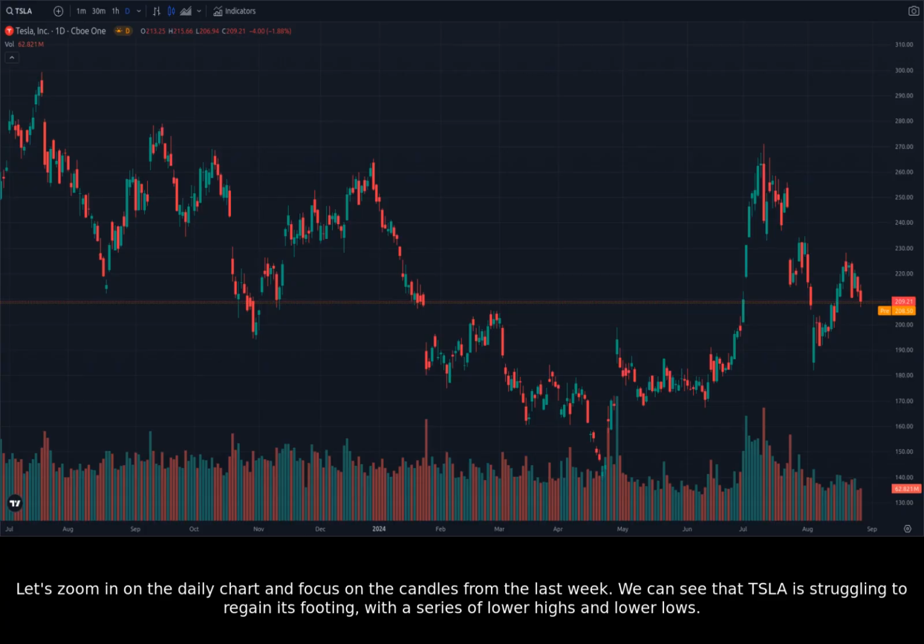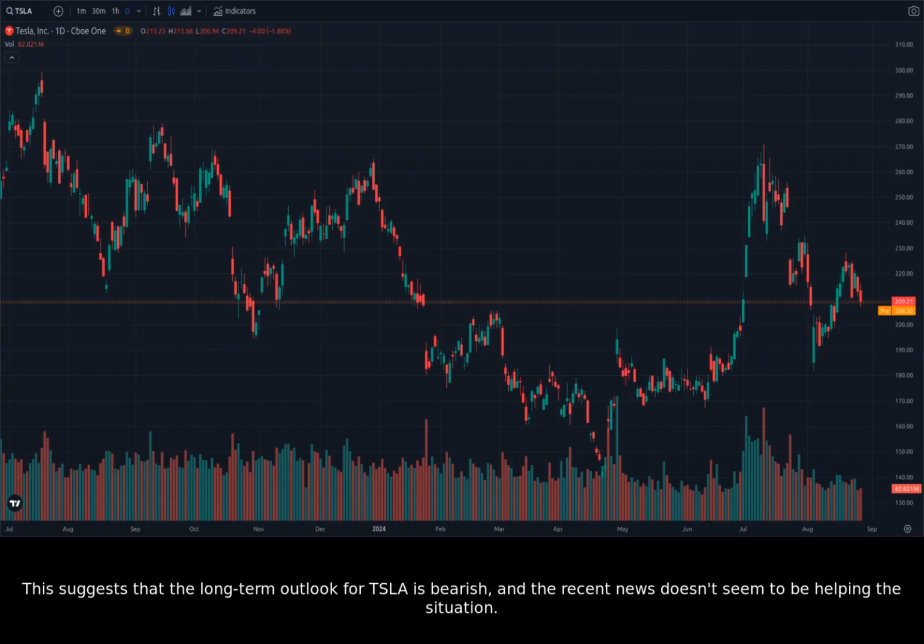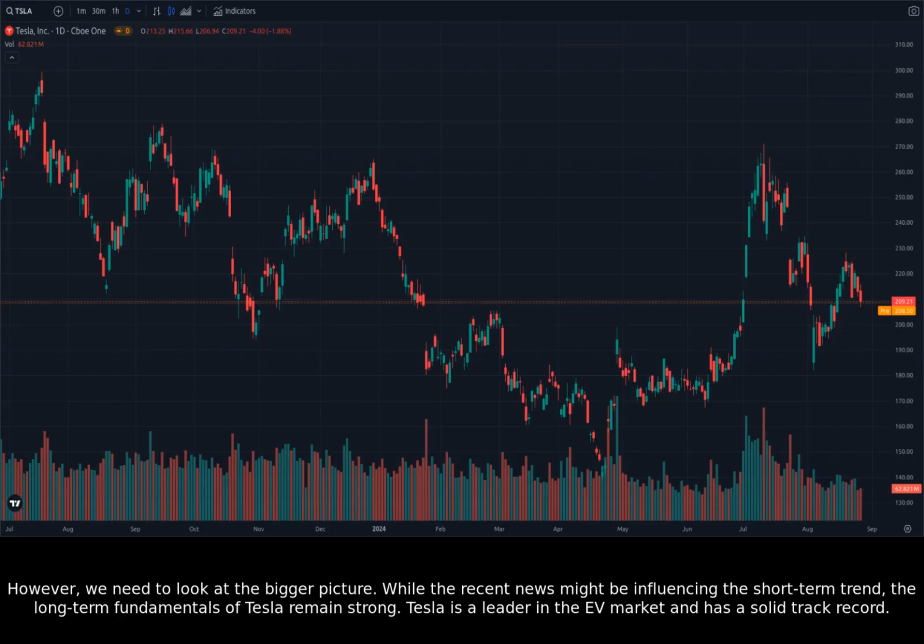Let's zoom in on the daily chart and focus on the candles from the last week. We can see that Tesla is struggling to regain its footing with a series of lower highs and lower lows. The price is below its 50-day moving average and even its 200-day moving average, which are indicators of long-term trend. This suggests that the long-term outlook for Tesla is bearish, and the recent news doesn't seem to be helping the situation. However, we need to look at the bigger picture.